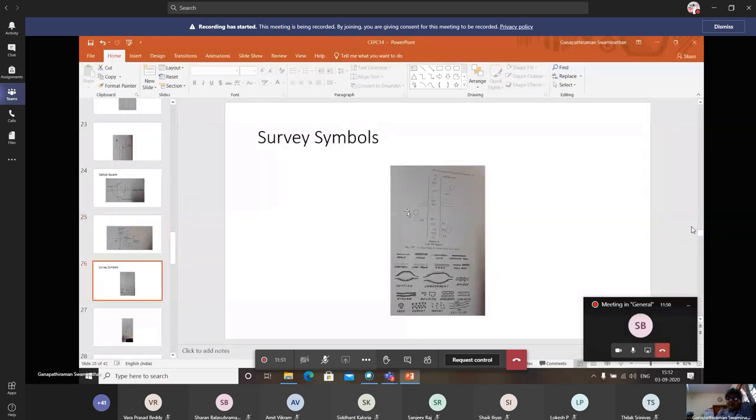So these are the survey symbols. Is that visible to all of you? Sir, shall I expand it? No, sir, please expand it. I will expand it.